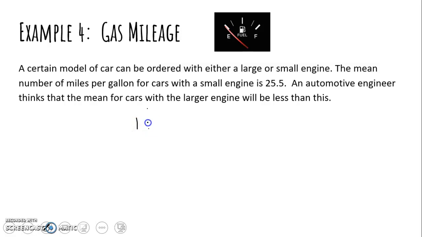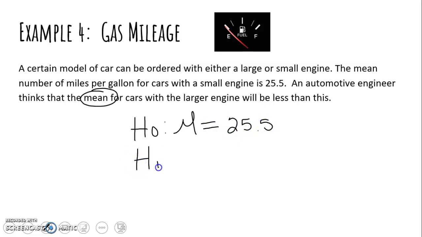Okay, so for the null, again, we're talking about a mean. We're assuming the mean equals 25.5. We're assuming that it equals that of a small engine. And the prosecution, the alternate statement, we're believing that it is less than that, than the 25.5.